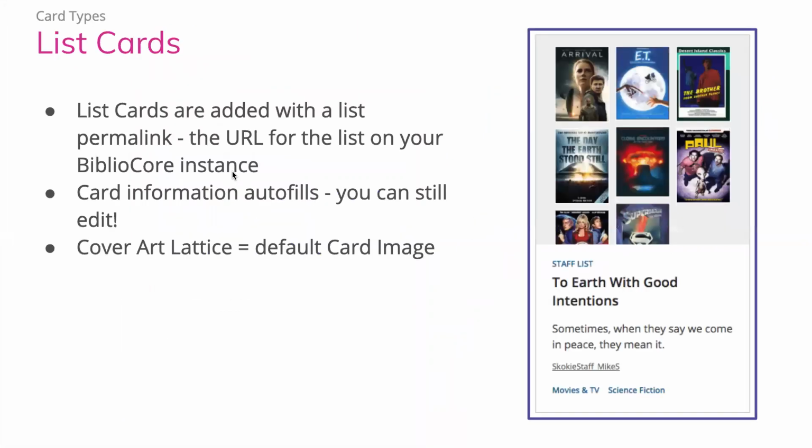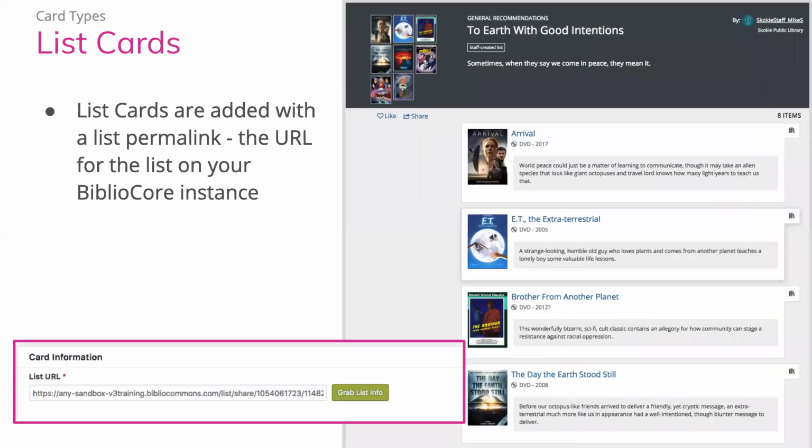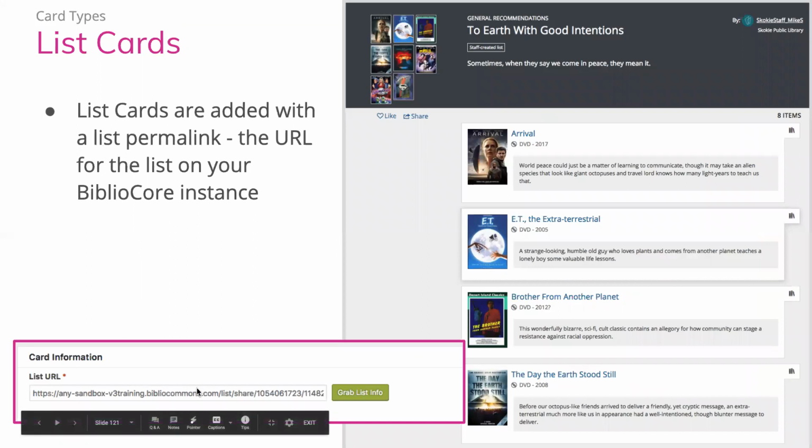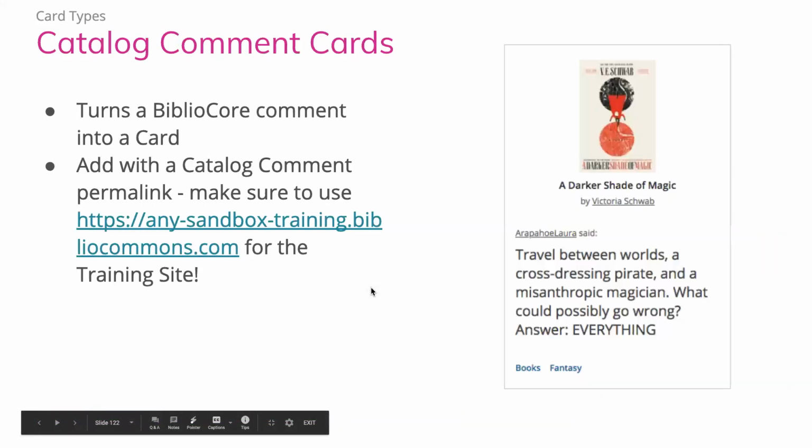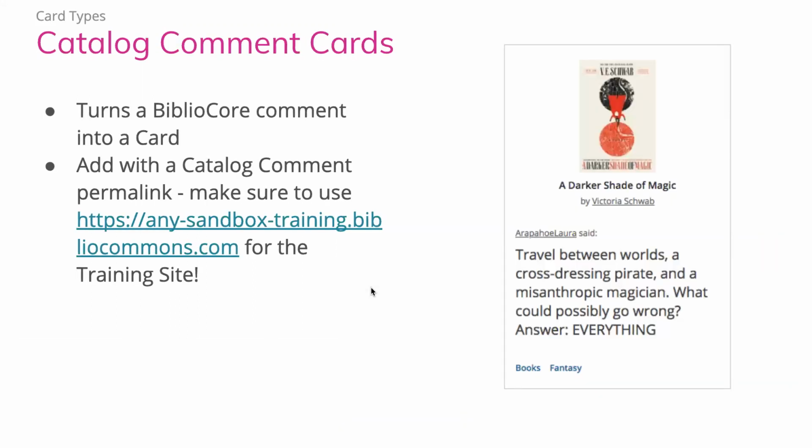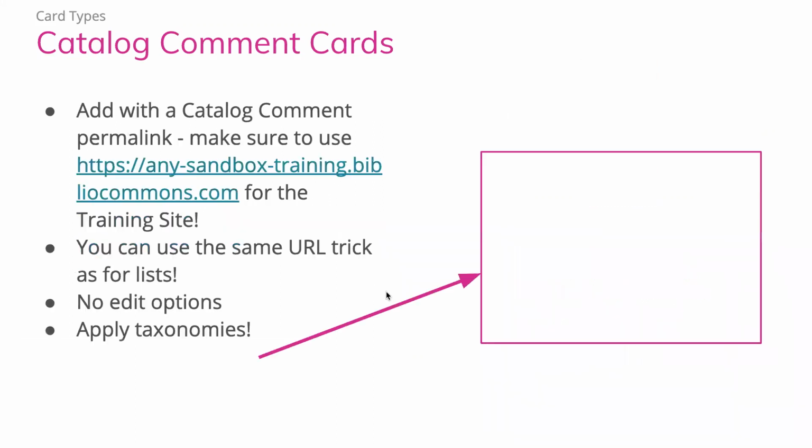Now, list and comment cards. List cards are added with a list permalink, which is the URL for the list on your BiblioCoe instance. The card information autofills, although you can still edit it. The cover art lattice becomes the default card image, so you want to make sure that you're getting good cover art. Then you just paste in the permalink and it pulls in the list. Catalog comment cards turn a BiblioCoe comment into a card, and you add them with a catalog comment permalink.